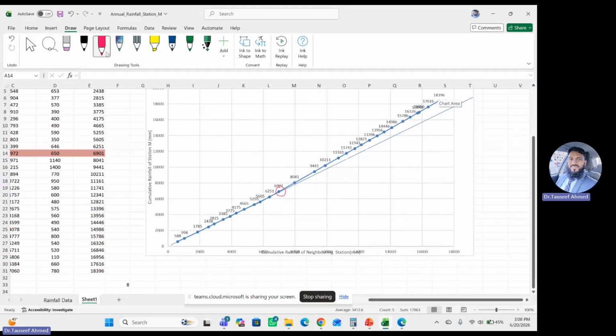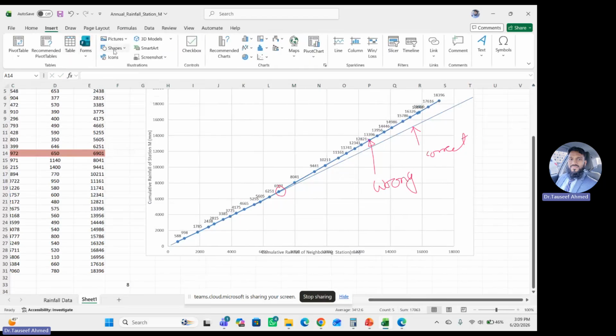So here we will find the values of the slope of both lines. This is my correct line, and this one is the wrong one. Okay, this is wrong, and this is the correct one. So here I will take the slope of both lines and I will take the ratio. How will I find the values of y and x? Let's try to understand this.